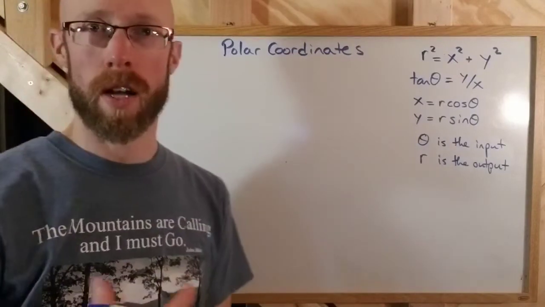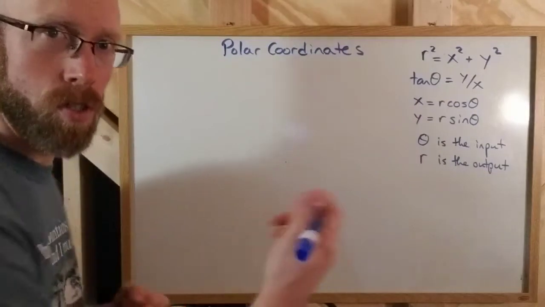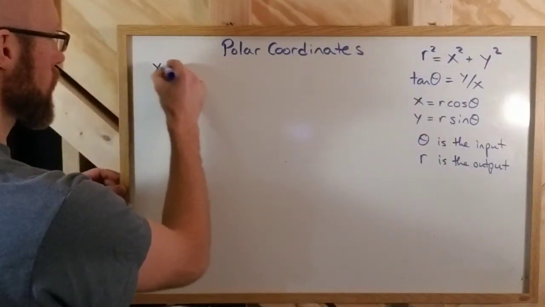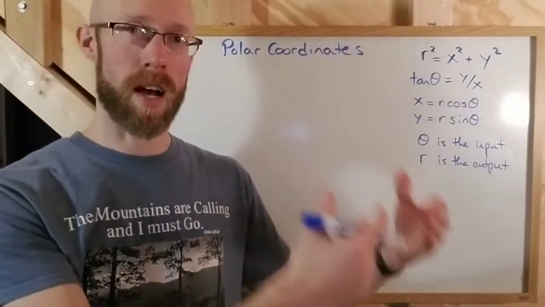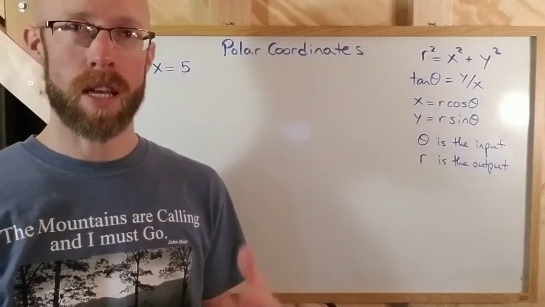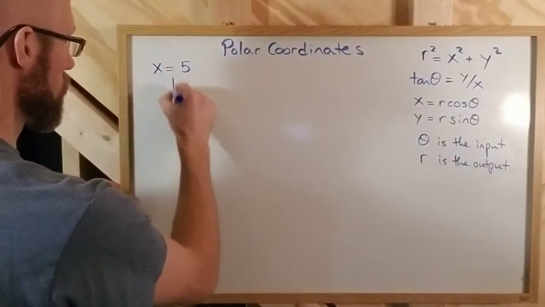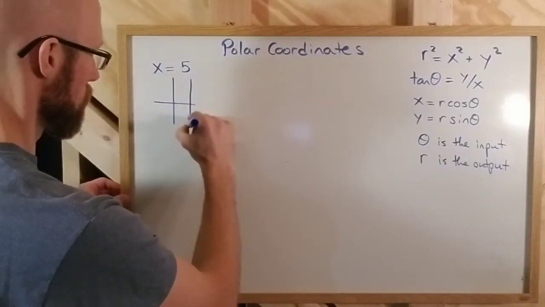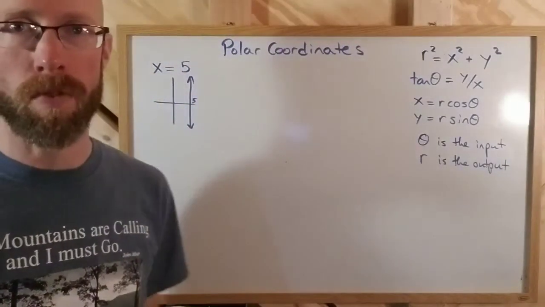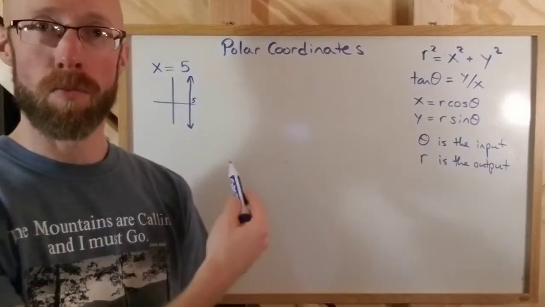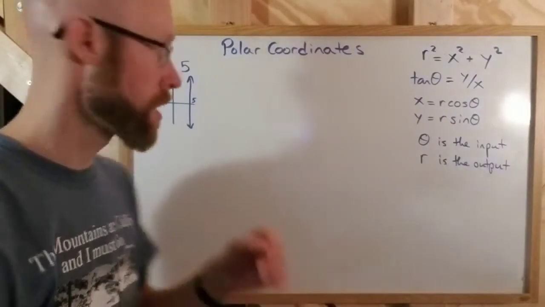So let's start with just our constant functions, and we'll compare these to rectangular constant functions. If I had a constant equation like x equals a constant, like 5, we know in rectangular form that's a vertical line going through 5 in the x direction. The graph would be a vertical line where x is equal to 5, with an x-intercept of 5, and essentially every point on that graph has an x-coordinate of 5. It's 5 comma something.